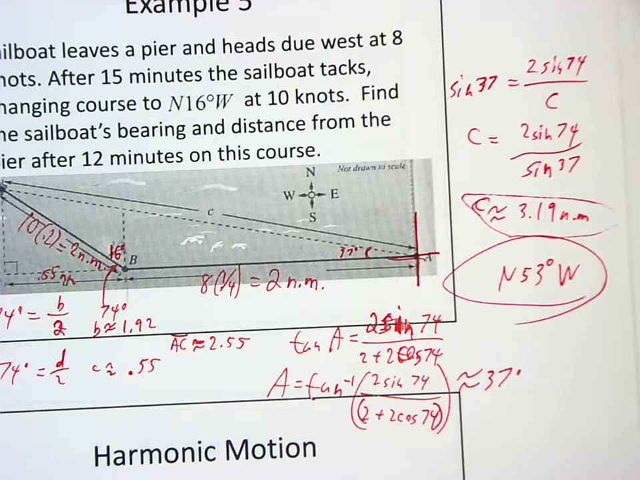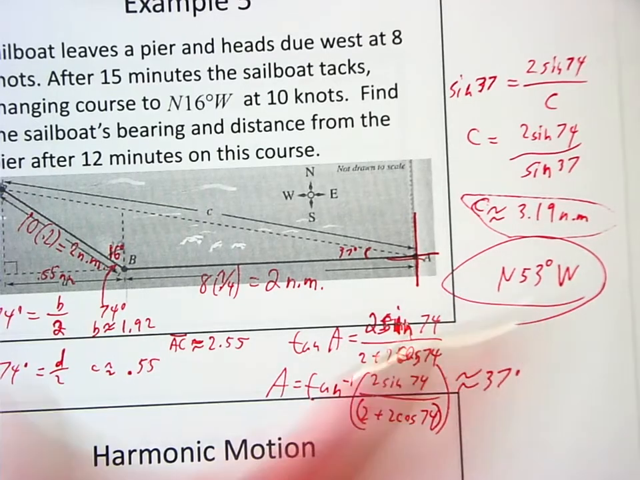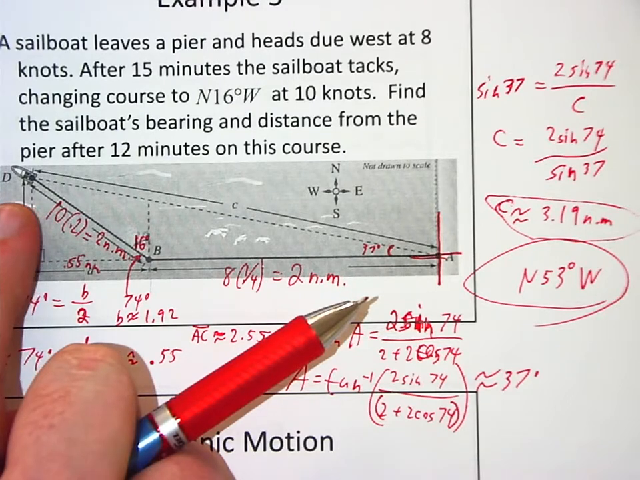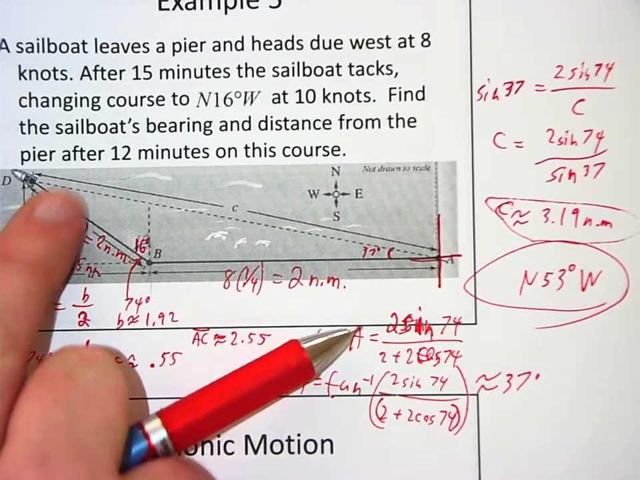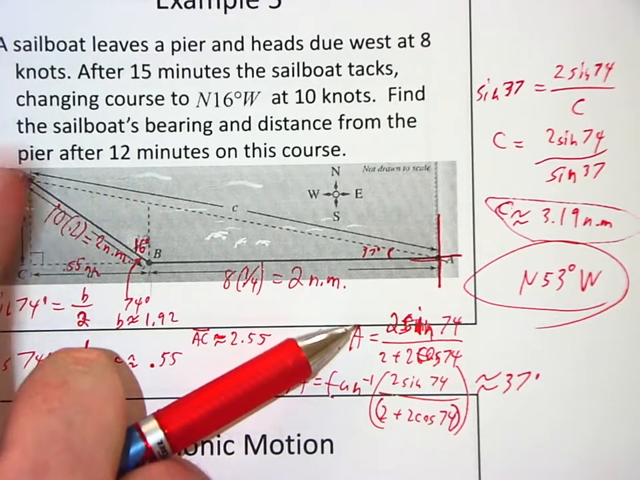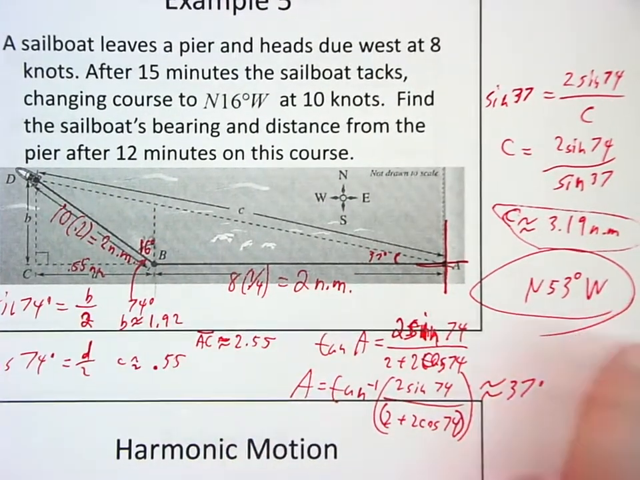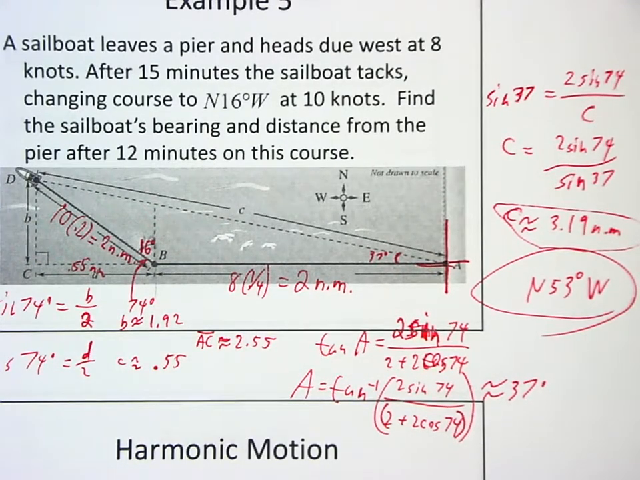So how would I get south? If it's facing the opposite, if it's closer to south than it is to north. So if you went from D to A, that would be 53 degrees east of south. If you were going from the boat, the bearing back to the pier would be 53 degrees east of south, or S 53 degrees E. It can be either how far you're off the north or how far you're off the south. Okay, that makes sense.